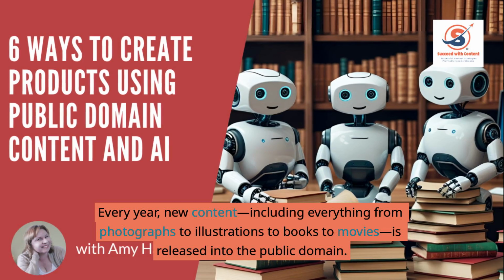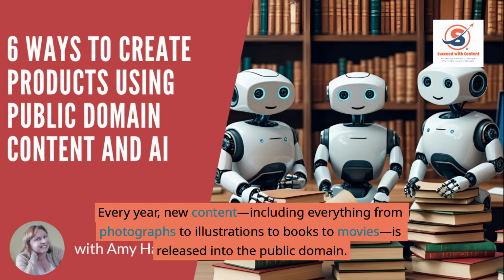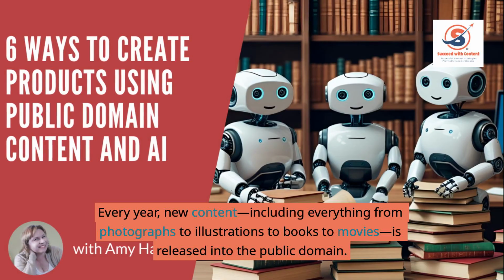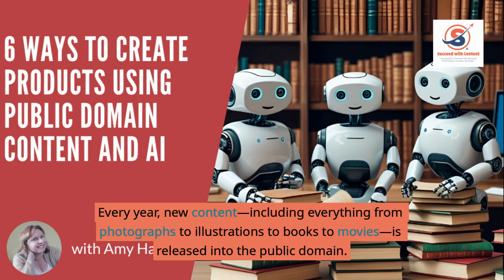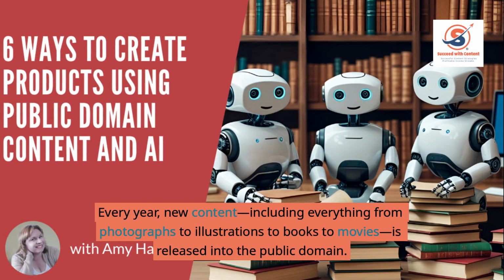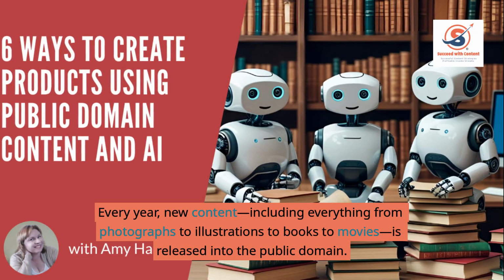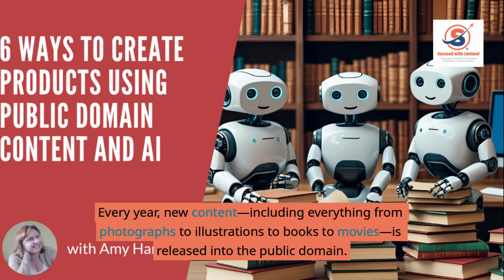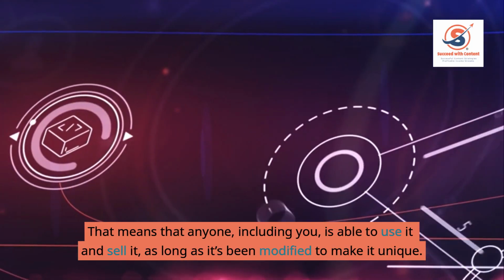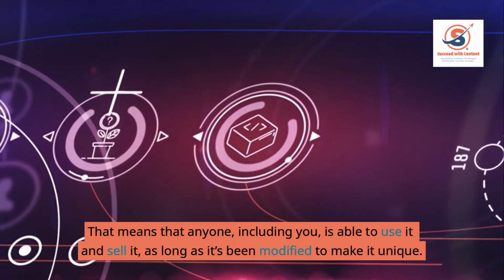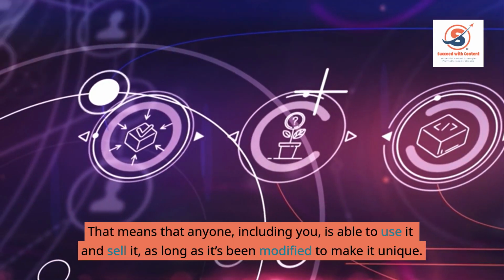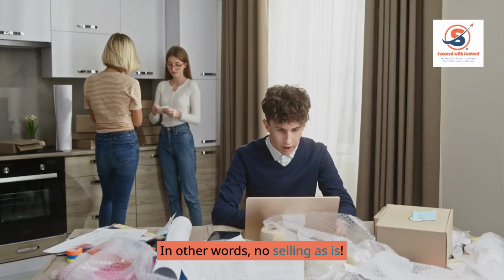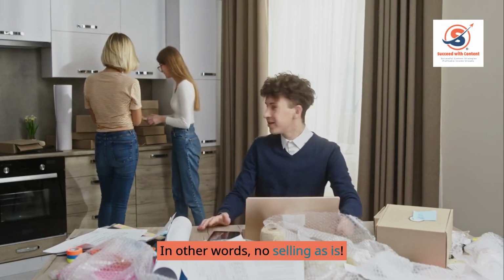6 ways to create products using public domain content and AI. Every year, new content, including everything from photographs to illustrations to books to movies, is released into the public domain. That means that anyone, including you, is able to use it and sell it as long as it's been modified to make it unique. In other words, no selling as is.